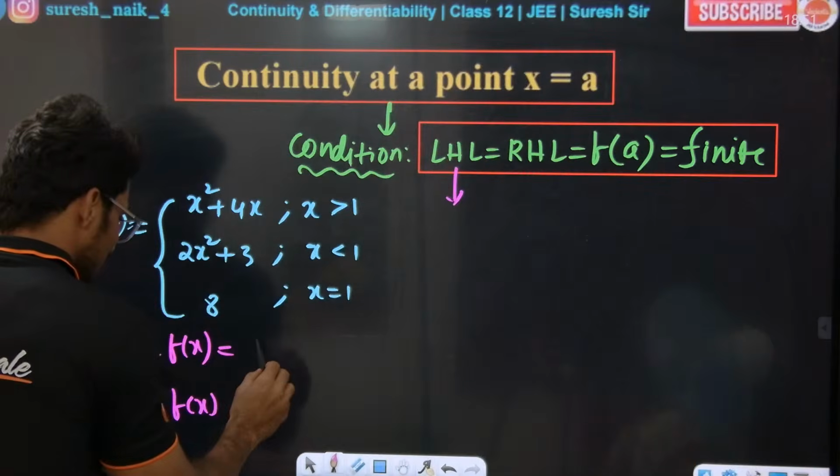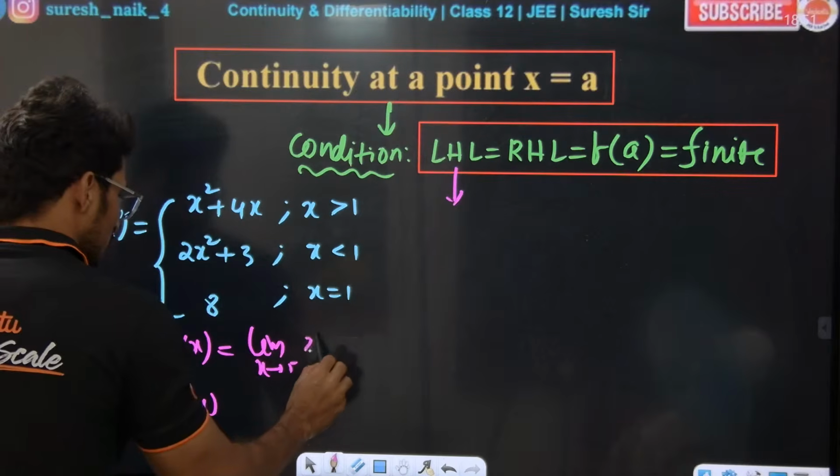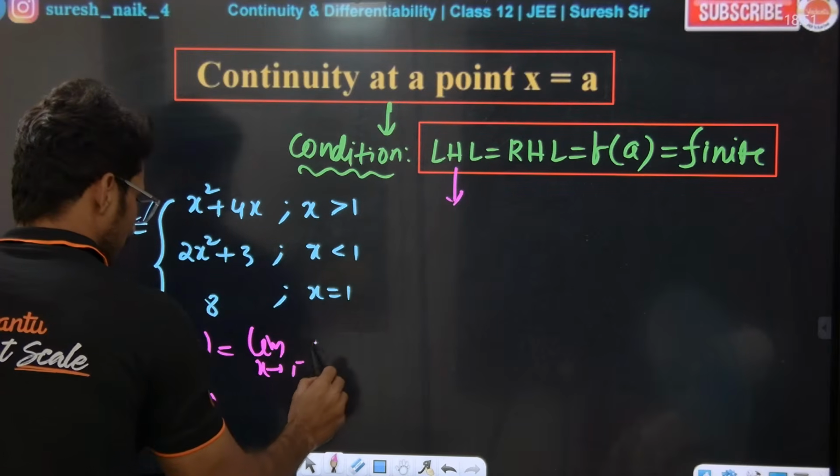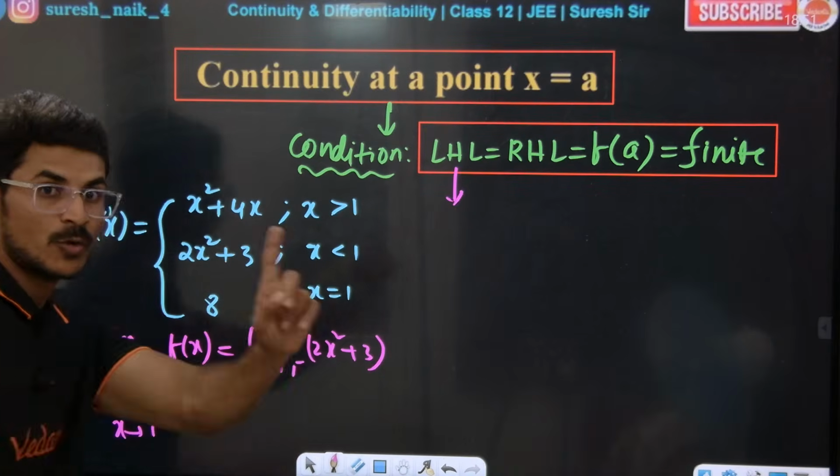Look, limit x tending towards 1 minus of 2x square plus 3. Now in this x place we should put 1, not -1.